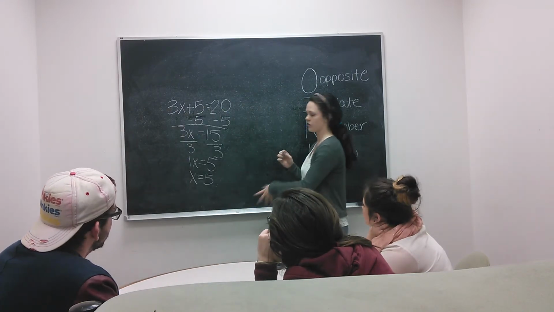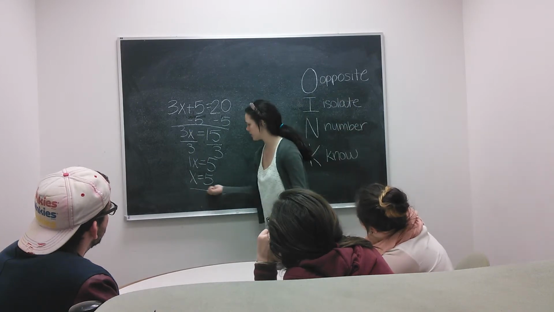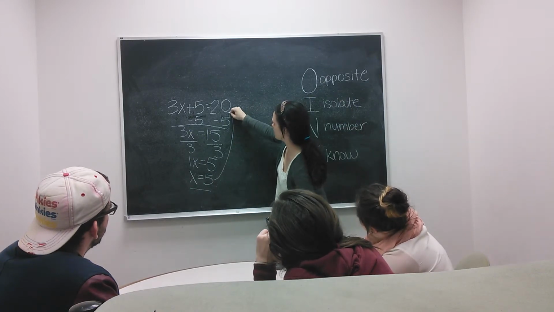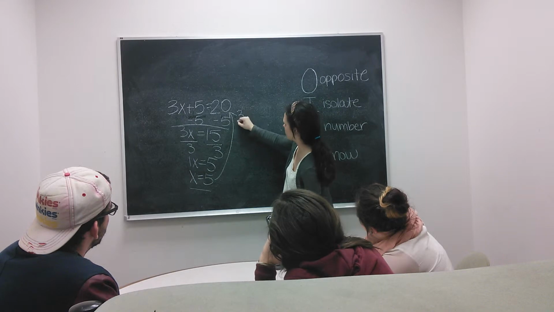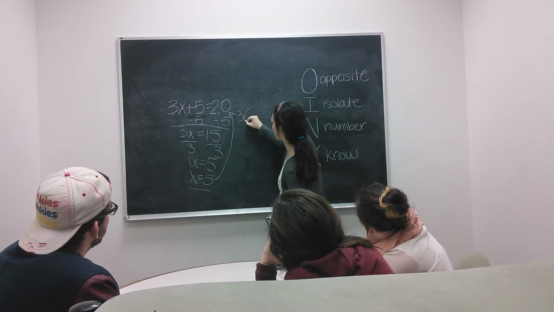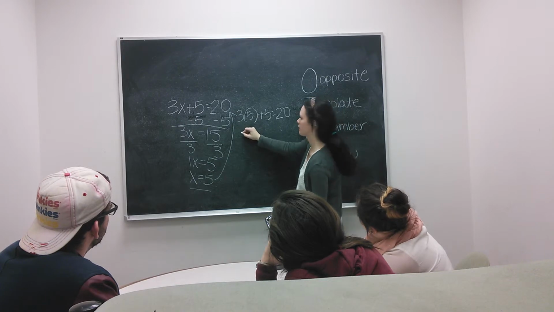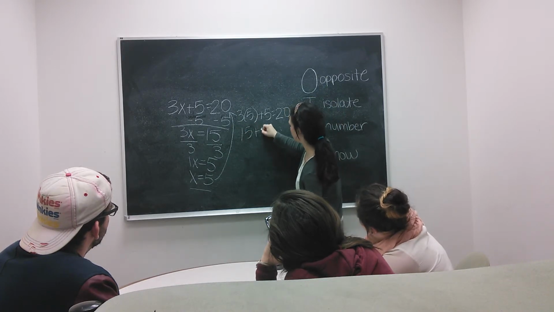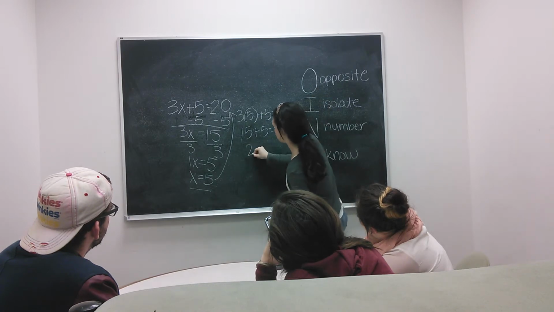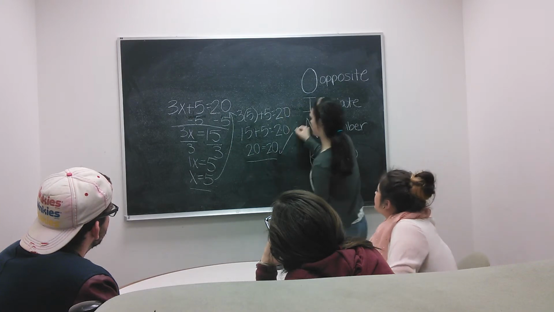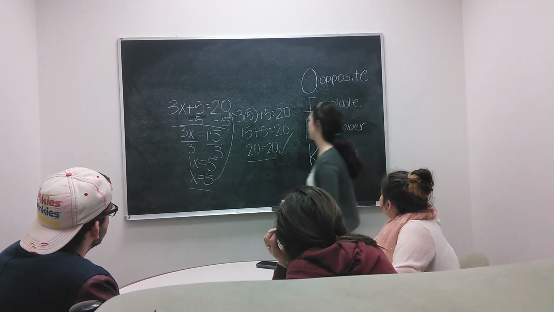So now we're going to check this just like the last one. So we're going to plug in x equals 5 to our original equation. So we're going to have 3 times our x, which is 5, plus 5 equals 20. So 3 times 5 is what? 15. Plus 5 equals 20. And then we know 15 plus 5 is 20. So we have 20 equal to 20, which is right. So we know that we solved this correctly.